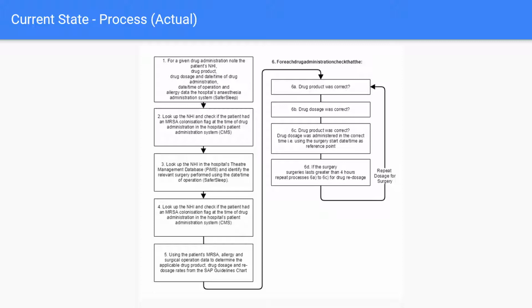For each drug administration at the time of surgery, they would determine if the drug product was correct, if the drug dosage was correct, and if the drug product was administered at the correct time. They would use the surgery start date and time as a reference point. And if the surgery lasts more than 4 hours, they would repeat 6A, 6B, 6C again.